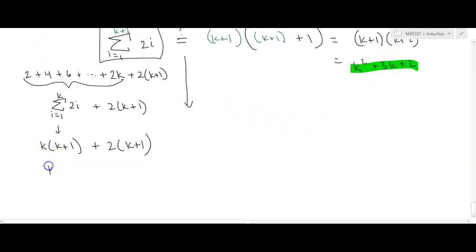And let's do some math on this. Distribute, we'll get k squared plus k. Distribute, we'll get plus 2k plus 2. Combine like terms, we get k squared plus 3k plus 2. And guess what? Those two sides are equal to each other. And we've just proven the inductive step that if it works for n equals k, the equation is going to work for n equals k plus 1.